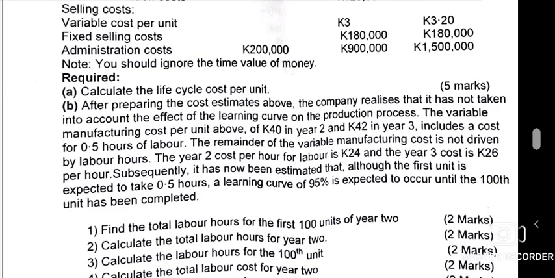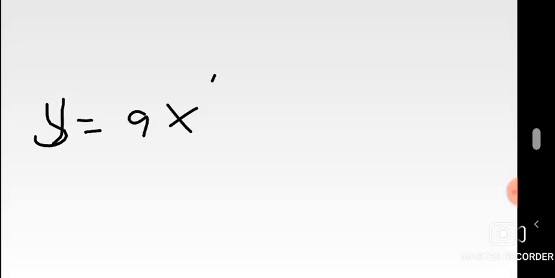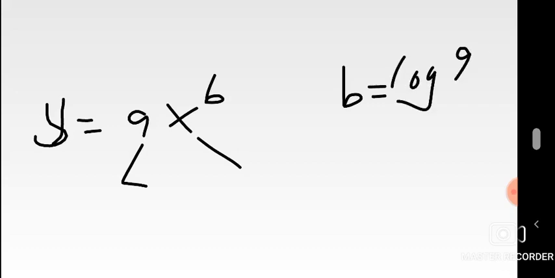So let me share the screen. Before I get to the question, the formula we're looking at is this one. First of all, let's understand the symbols. A stands for the time taken to do the first unit, the time that is being taken to produce the first unit. X is what you're being asked for. Is it the 100th, the 99th? That's what X stands for there. Then B is just what we call the learning rate. The learning rate is equal to log of the learning curve percentage, which is 95, over log 2. That's how you get B.